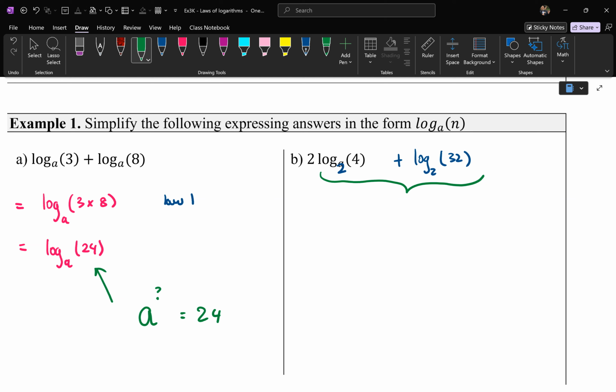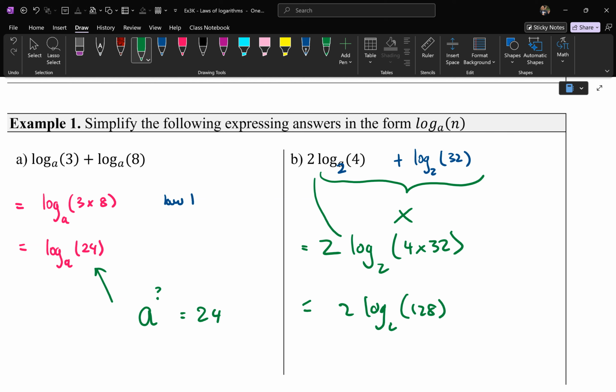And that right there, you cannot do. You cannot ignore that 2 and say, yep, that is log law number 1. I'm just going to do 4 times 32, and then keep the 2 at the front, and then whatever 4 times 32 is. That's 128. And that was right. 2 log 2, 128. This is exam 1, so no CAS calculators, and they leave their answer there.